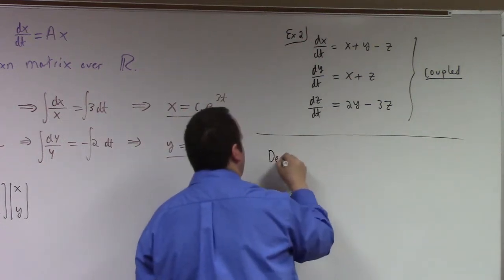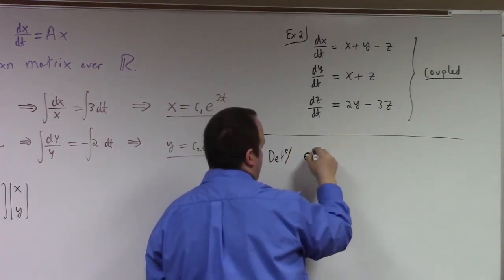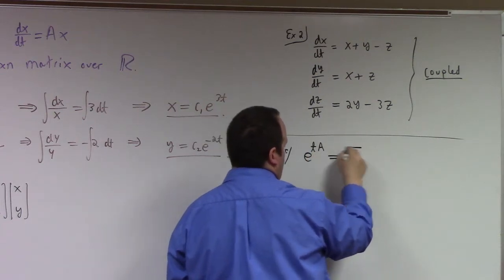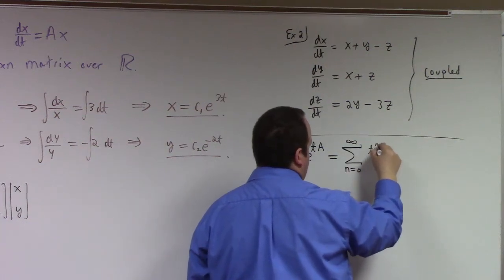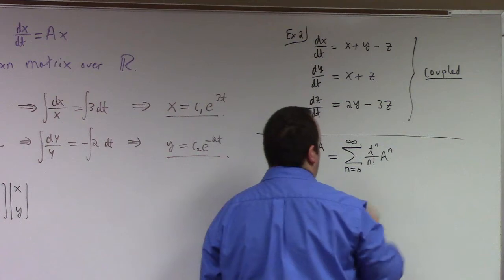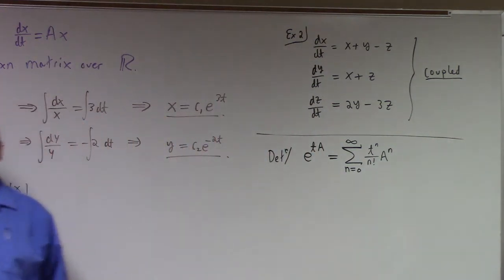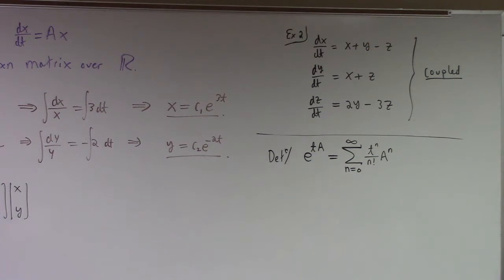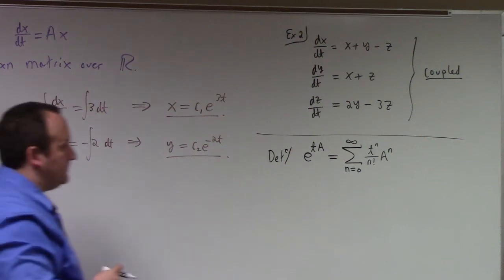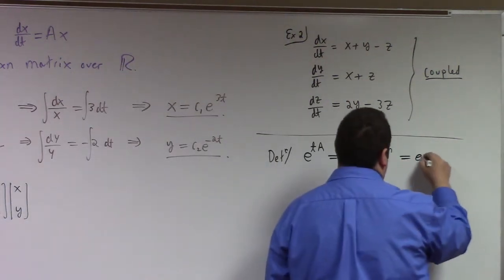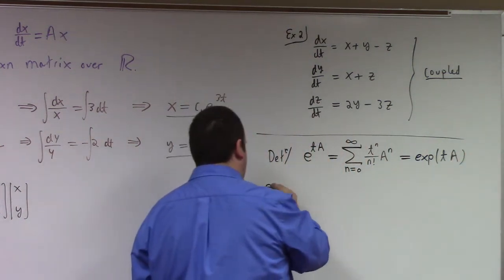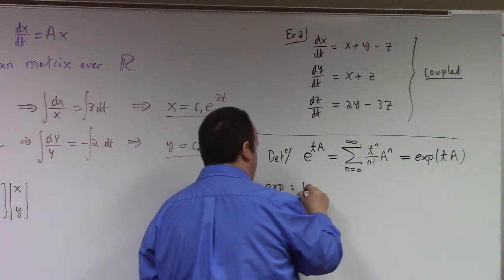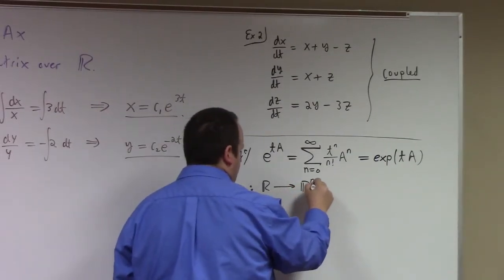Definition. e^(tA) is equal to the sum from n equals 0 to infinity of t^n over n factorial times A^n. Of course, you could just write that (tA)^n over n factorial. This is the matrix exponential. It's a matrix-valued function of time. You could also call this the exponential of tA if you like that. And so here, exp is a mapping from the reals to R^(n by n).